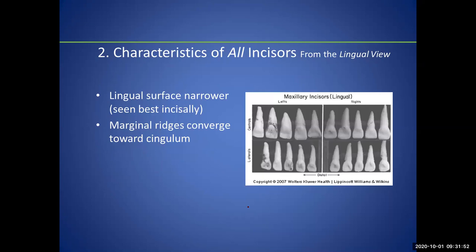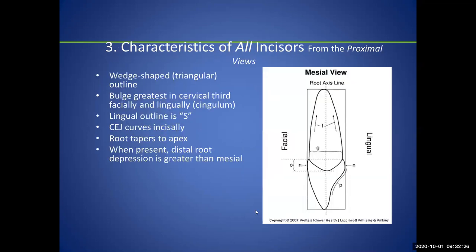The lingual surface narrows, okay, it's narrower, and the marginal ridges converge towards the cingulum, right? Now, this is just extra information. I do not put test questions in like this because it's more detail than what you really need to know, but the lingual surface is narrower, all right? So when we're talking about the shape of the root, all right, it's not a round root, okay? It's going to have a different shape to it. It's wedge shape, it's triangular shape.